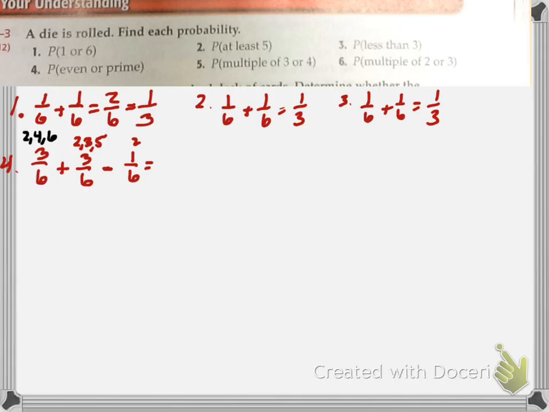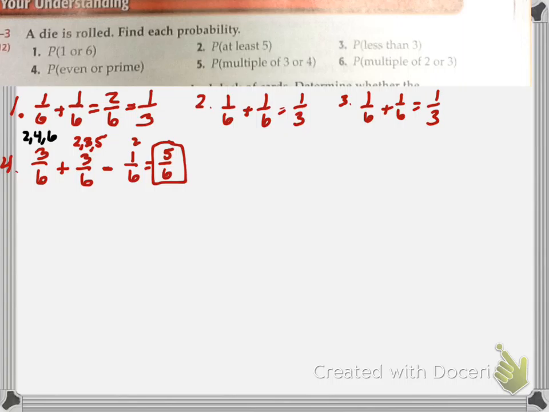So we had 2, 4, 6 for the evens. We have 2, 3, 5 for the primes. And we had to subtract because we had a double 2. Add those together, 5/6. So really the only thing that you can't get is a 1. Because the 1 is the only number that's not even or prime on a die.